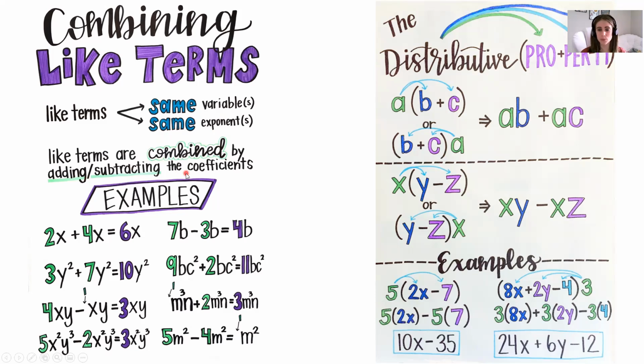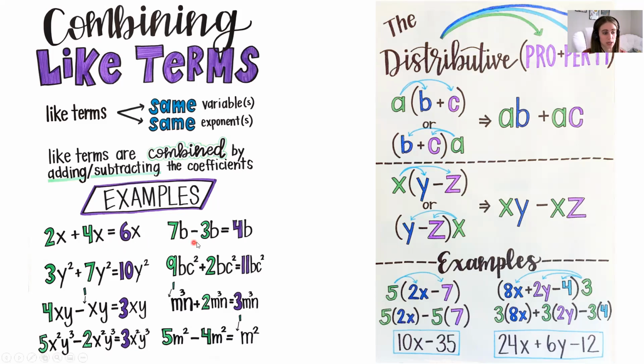So there's lots of examples here, but we're just going to look at a couple. So this first one right here, 2x plus 4x, those are like terms because they both have the variable x. So because they're alike, because they're the same, I can combine them, I can add them. And I just simply add the coefficient, so the number that's with it. 2 plus 4 is 6, so 6x is our like term.